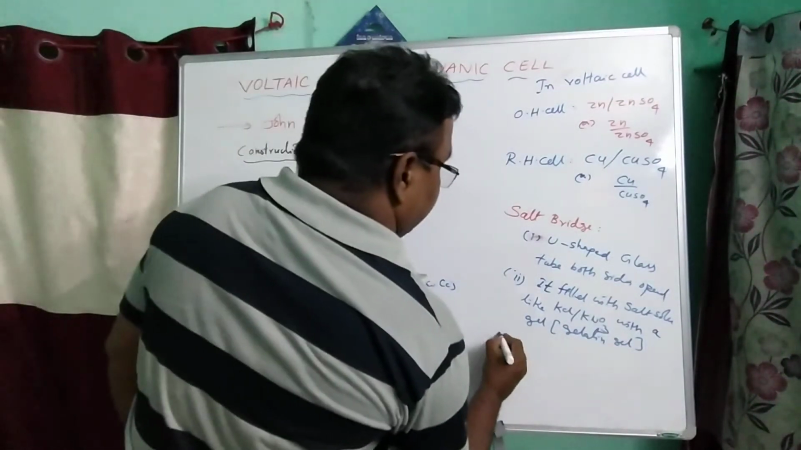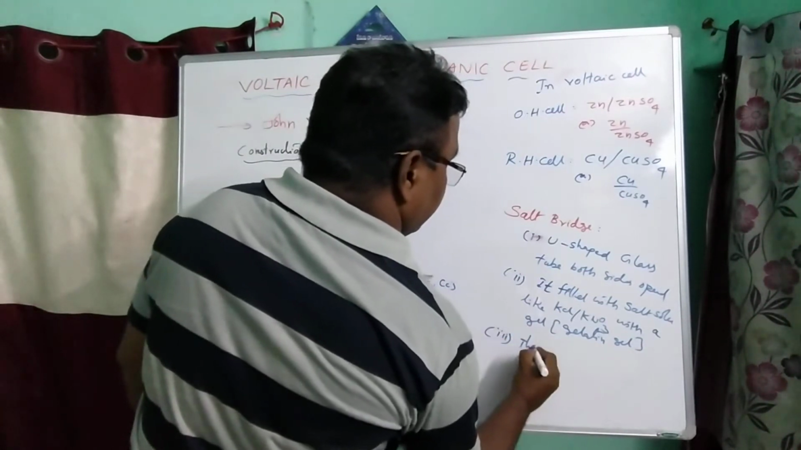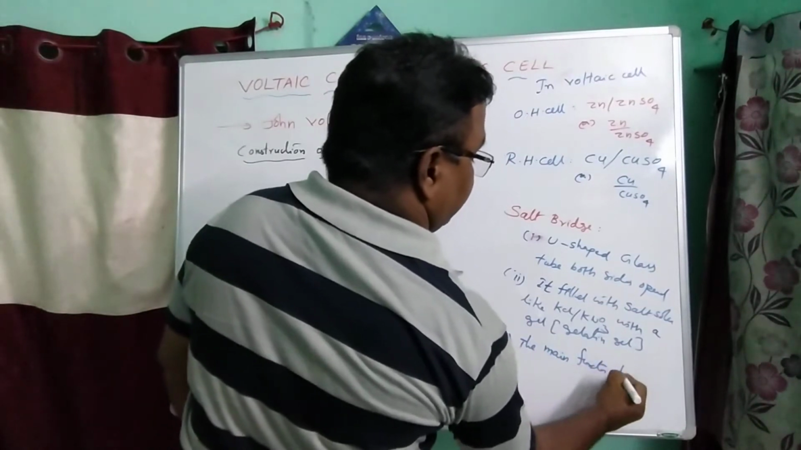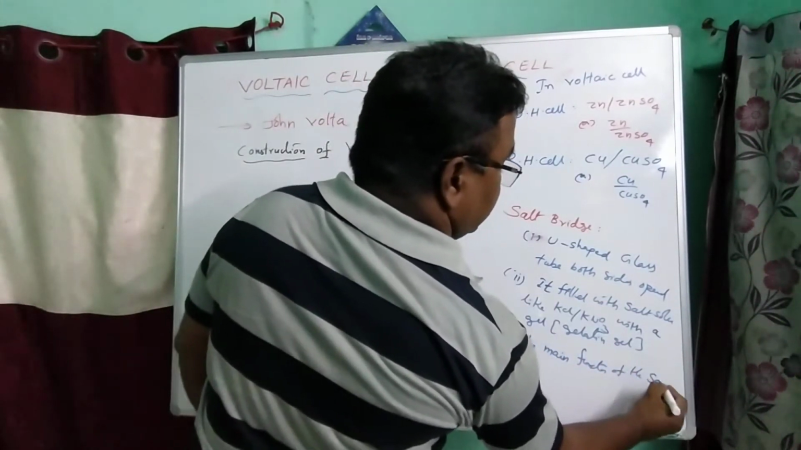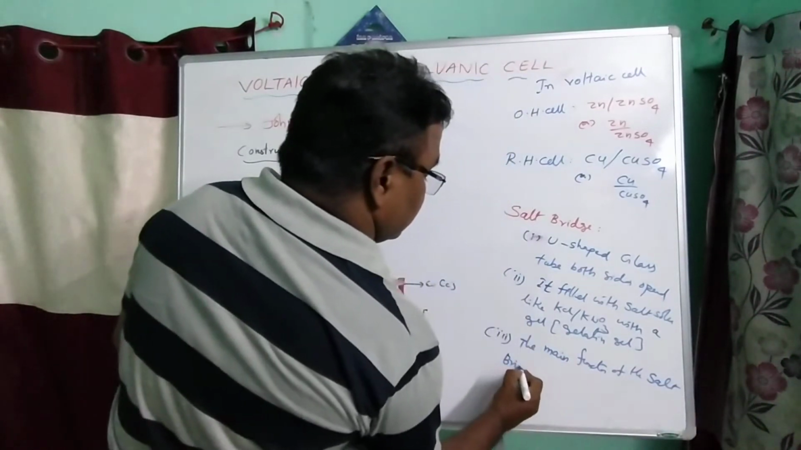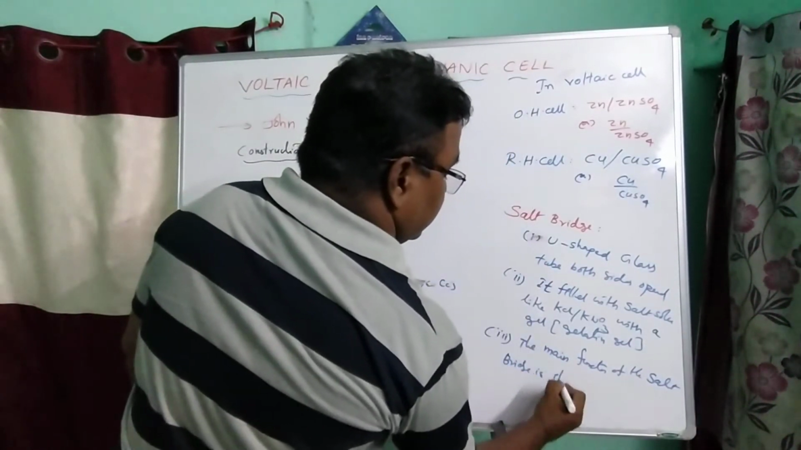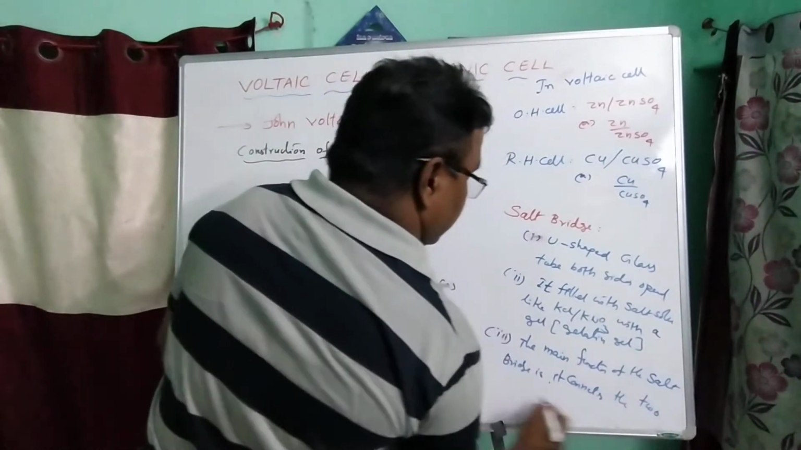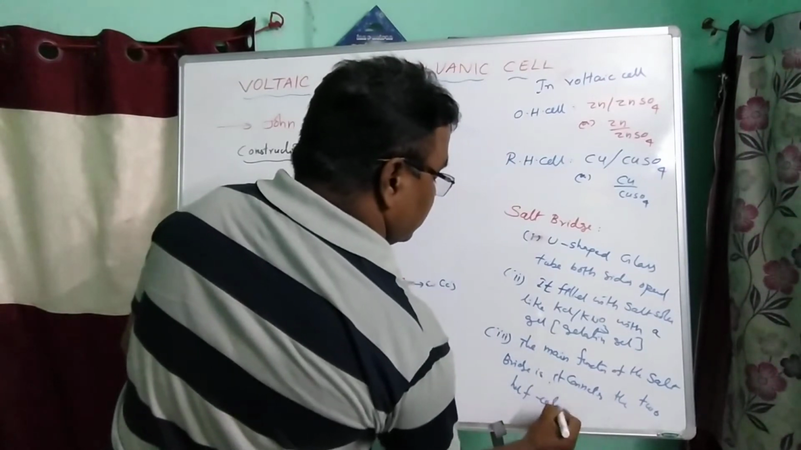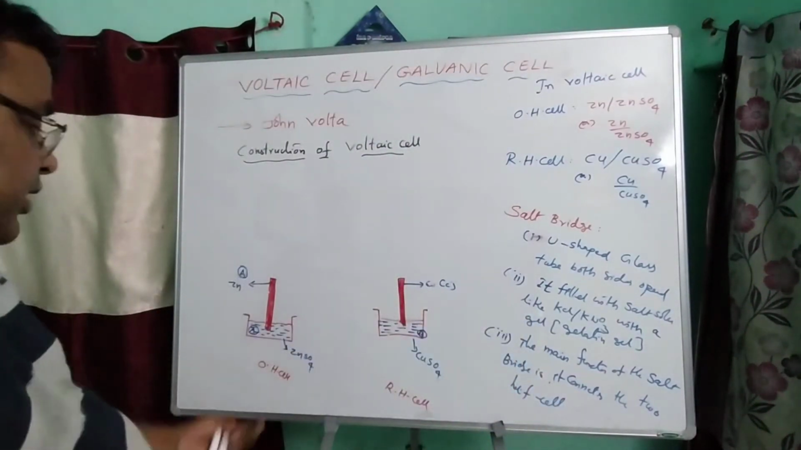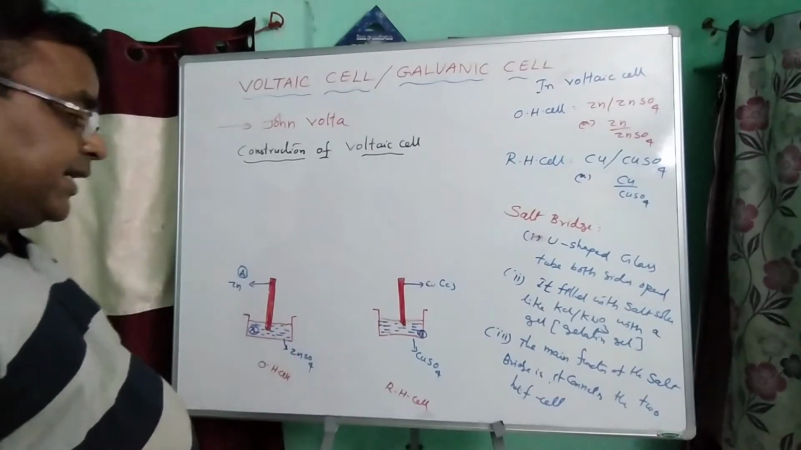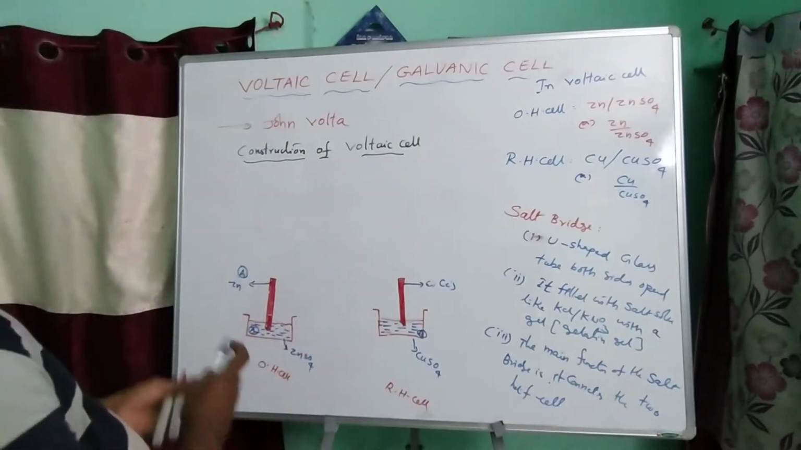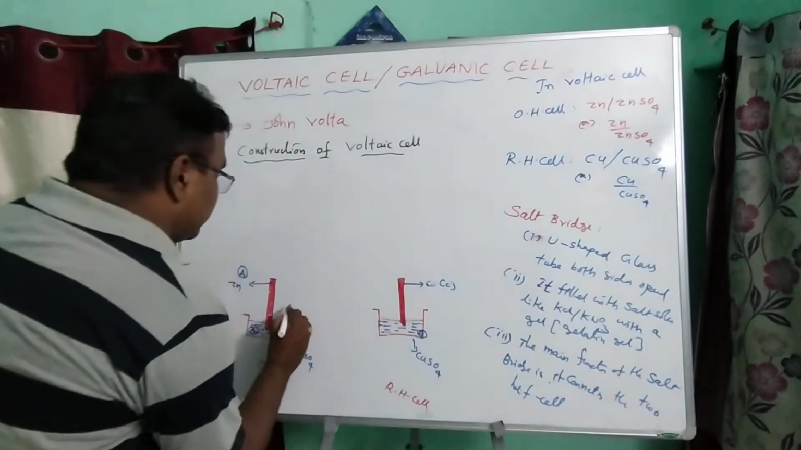Next, the main function of the salt bridge is that it connects the two half cells. So what is the main function of the salt bridge? It connects the two half cells and it causes the flow of current from the oxidation half cell to the reduction half cell. So let me draw the salt bridge.